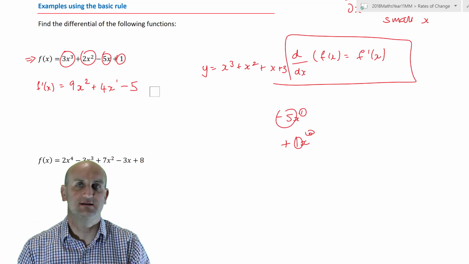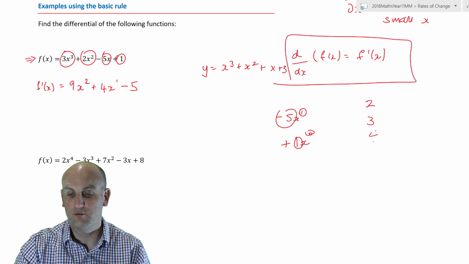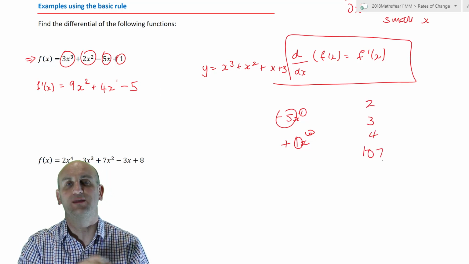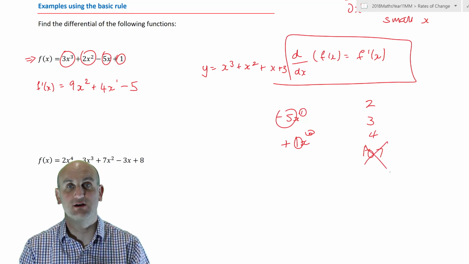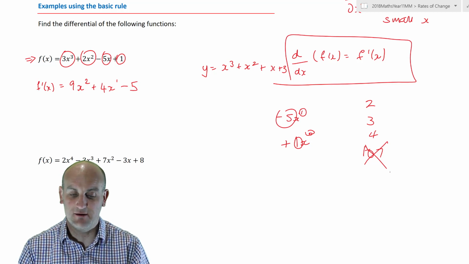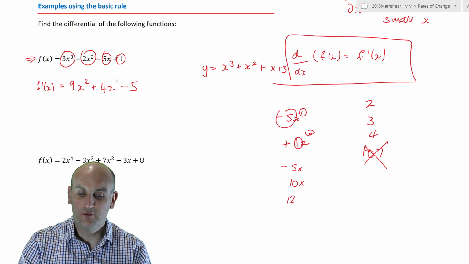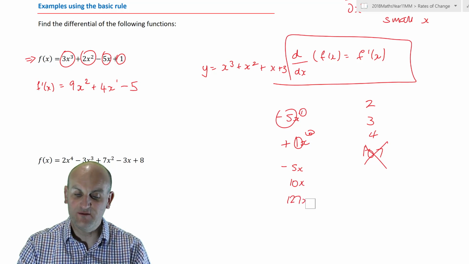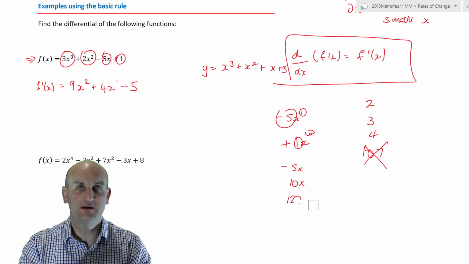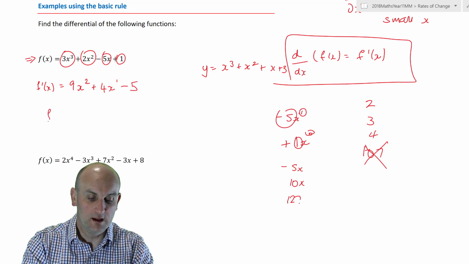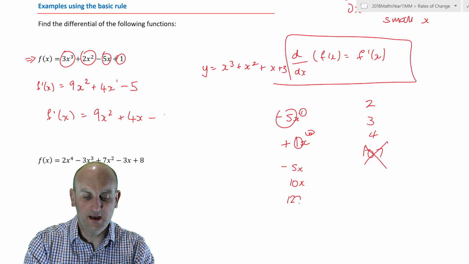Now, there are shortcuts here, and the more you do this, the more you'll find that any constant, 2, 3, 4, 107, whatever's on the end of this original function, will always differentiate out. It just doesn't exist. It's not there anymore. Anything with just a letter, so minus 5x, 10x, 127x, well, the x effectively disappears. Now, I don't like shortcuts because they get really messy. I always like to do things from first principles, but we now know that for this, f dash of x is 9x squared plus 4x minus 5.